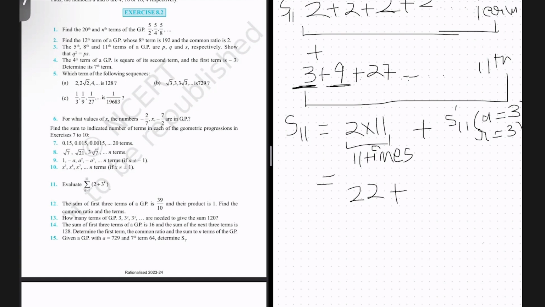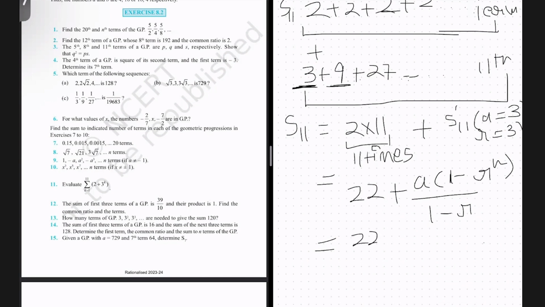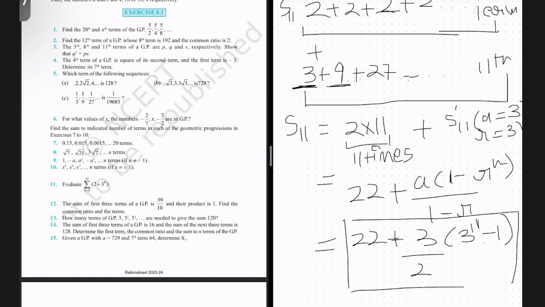And for the first 11 terms of the GP, with the first term as 3 and the common ratio also 3, you have A into 1 minus R raised to the power n upon 1 minus R. Now, because the common ratio is greater than 1, I'm going to reverse the sign in the numerator and denominator as well. So finally, I'm going to write this as 22 plus the first term, which has been given to us as 3, and I have 1 minus R here, so I'm going to do R minus 1. I have 2 in the denominator, and in the numerator the common ratio is also equal to 3, and we need to find up until the 11th term. So 3 raised to the power 11 minus 1, and that is going to be your final answer, right?